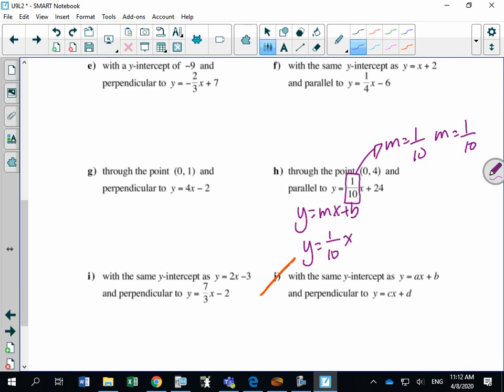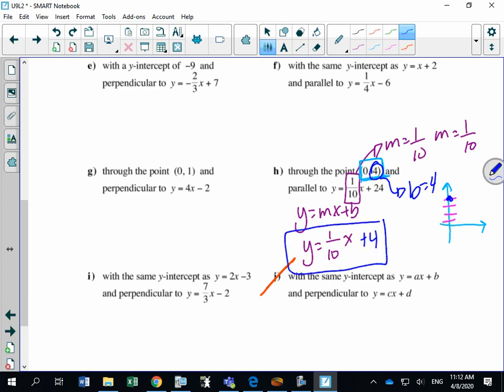My b value is the y-intercept. And if it passes through this point here, remember, what point is that? 0, 4. 1, 2, 3, 4 would be right here. That is your y-intercept. So that's how I want you to do these questions. Okay.